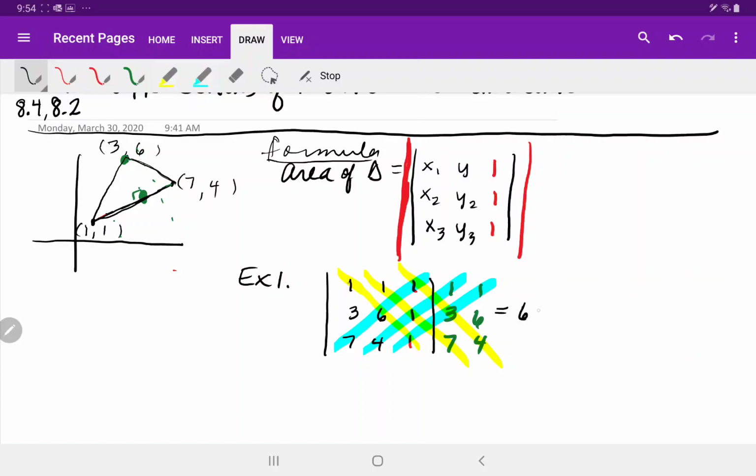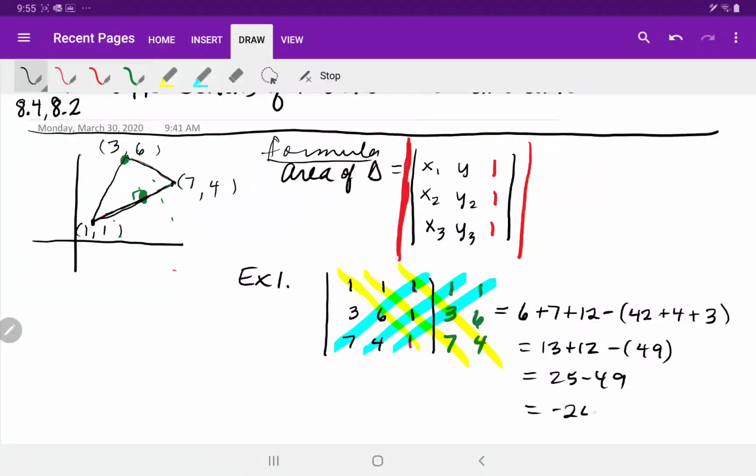Okay, so 6 is the first yellow down. You multiply, plus 1 times 1 times 7 down, that's 7. Multiply 1 times 3 times 4 down, that's 12. Minus the blues: 1 times 6 times 7 is 42, 1 times 1 times 4 is plus 4, and 1 times 1 times 3 is plus 3. Then this would be 13 plus 12 minus 49. So this is 25 minus 49, which is negative 24.